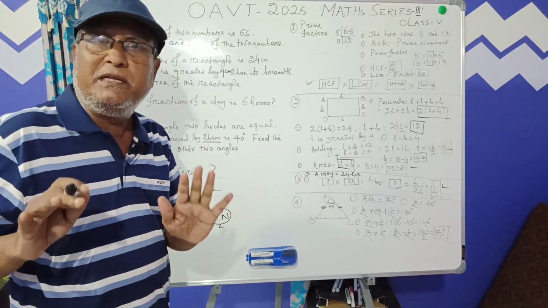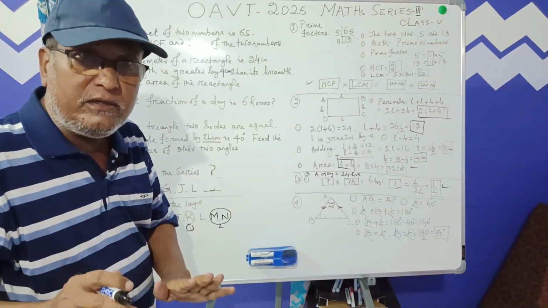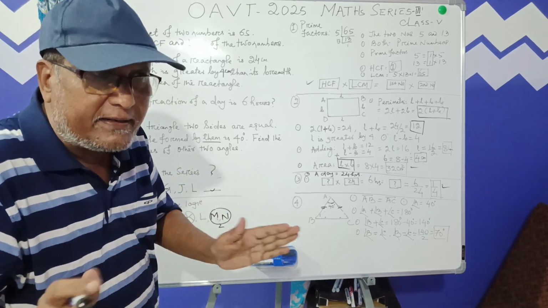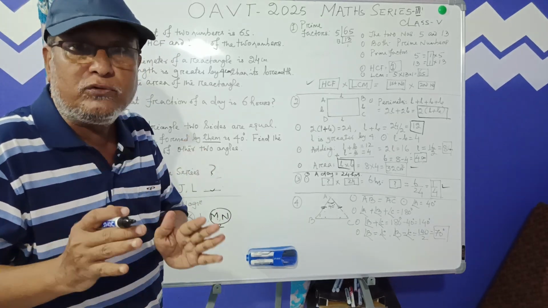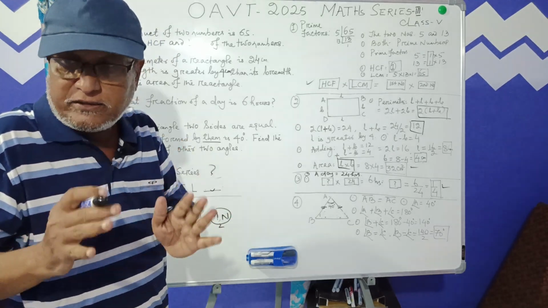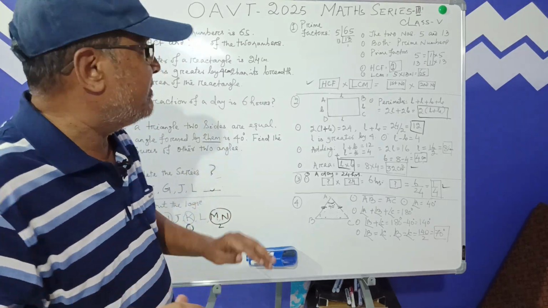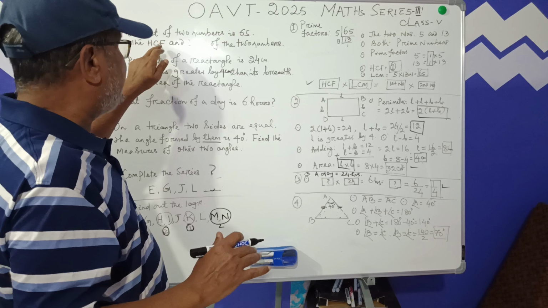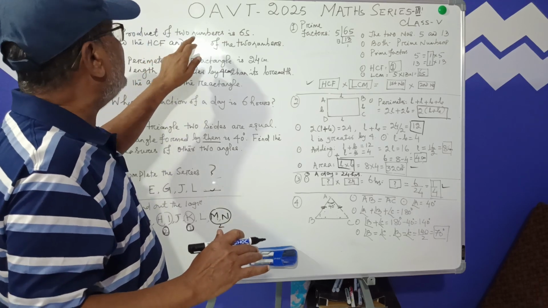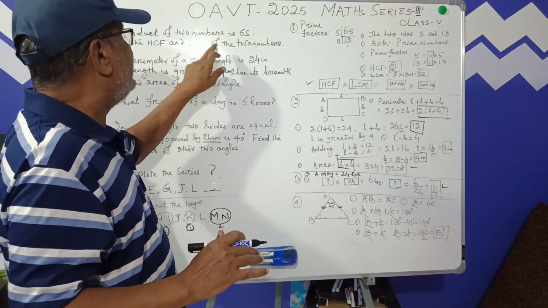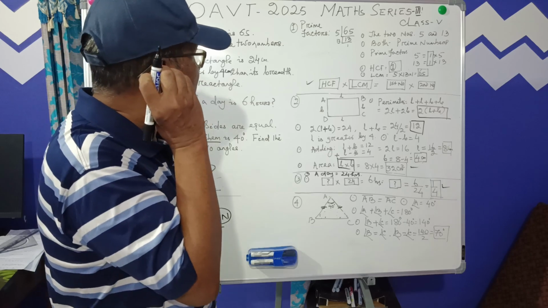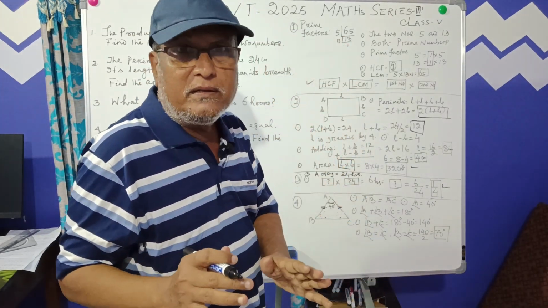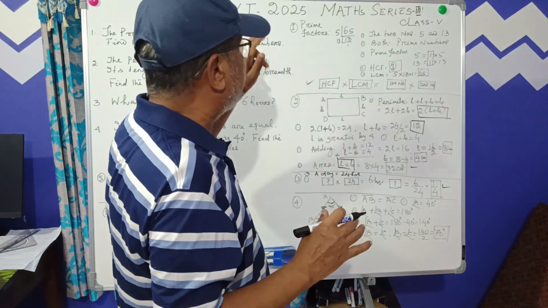Dear students, please remember whenever you read the questions, make it fragmented, make it separated so that it will be easy to understand and you can easily get the clue how to solve the problem. So, the product of two numbers is 65. Find the HCF, the first part, and the LCM of the two numbers. Solution. What is given? The product of two numbers is 65.